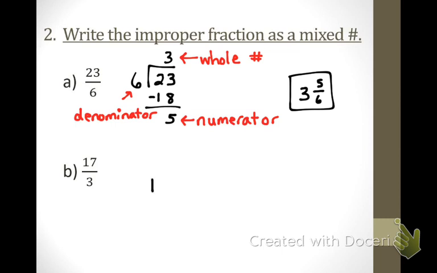17/3 means 17 divided by 3. How many times can a 3 go into a 17? 5 times, without going over. And then what would my remainder be? 2. So what's the answer? 5 2/3 is correct.